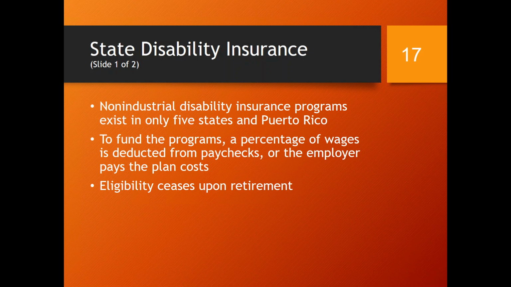State disability insurance. Non-industrial disability insurance programs exist in only 5 states and Puerto Rico. It was started in Rhode Island in 1944 and California in 1946. It also exists in Hawaii, New Jersey, New York, and again Puerto Rico. To fund the programs, a percentage of wages is deducted from paychecks or the employer pays the plan costs.